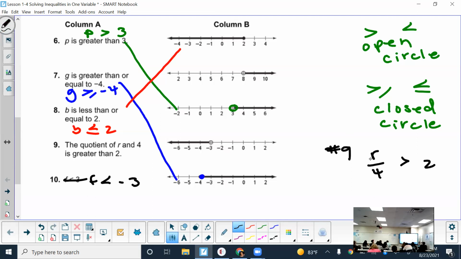So this R needs to be isolated. What's opposite of dividing by 4? So do that on each side. What happens to the 4s on the left side? And then we have R greater than 2 times 4, which is good. So then what one matches for number 9? Good.